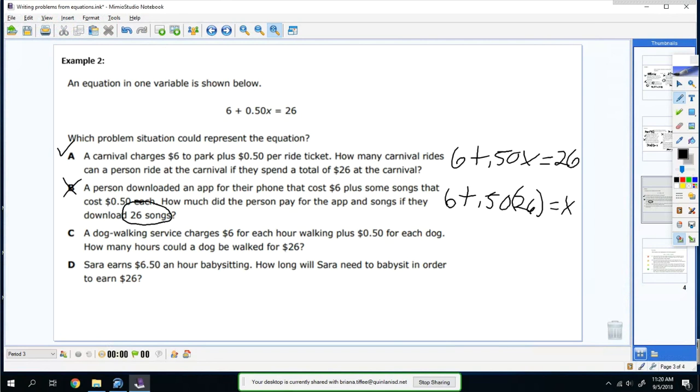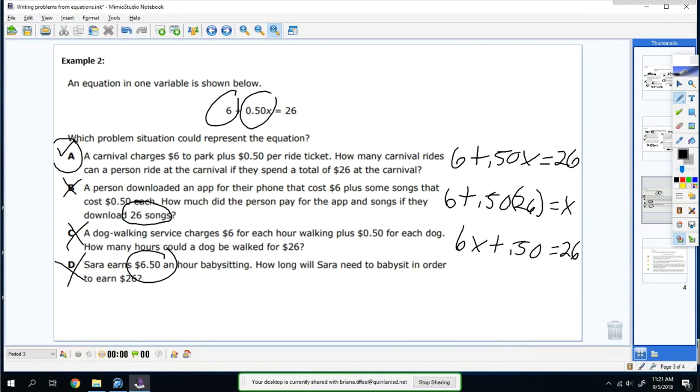Okay, C. A dog walking service charges $6 for each hour. Okay, so that'd be 6X plus 50 cents per dog. How many hours could a dog be walked? So that's just one dog, equals 26. Well, your variable's in the wrong spot. D, Sarah earned $6.50 an hour babysitting. Well, there's not even a $6.50. There's a 6 and a 50 cents being multiplied by X. So that one's wrong. So the answer is A.